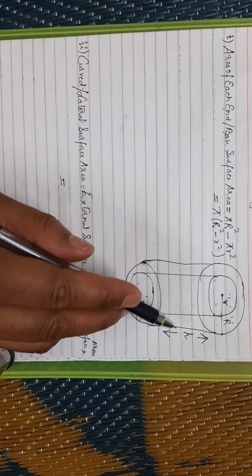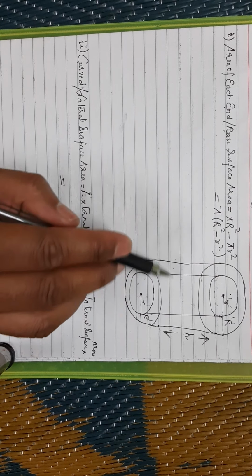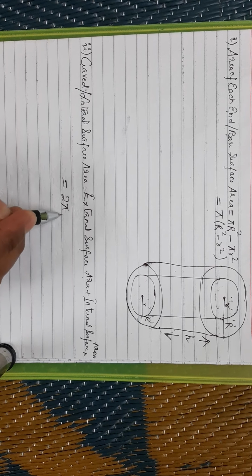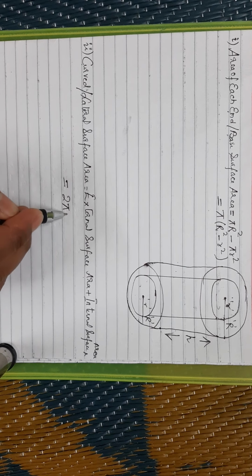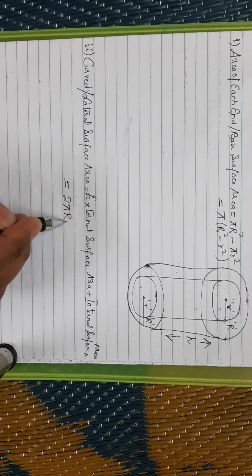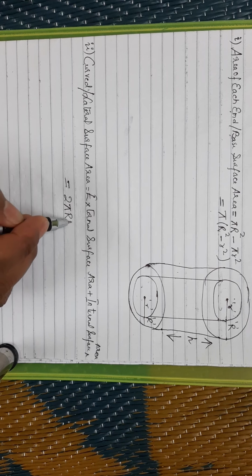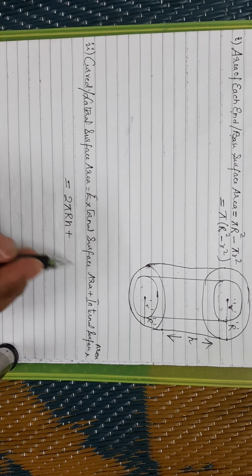External means this outer cylinder, and internal means this one. So the external surface area will give me 2 pi r. Which r will it be? We are talking about external, so the capital R, and there is so many cylinder has made up this cylinder, therefore there will be height, plus the internal surface area.